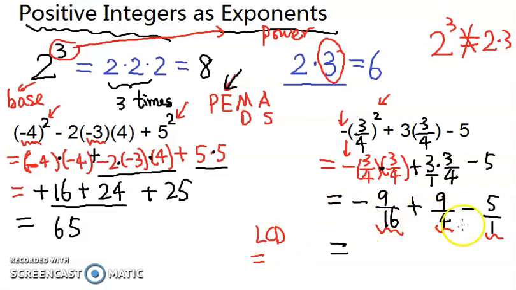So 16 and 4 and 1, we can see very quickly the LCD is 16, because 16 of course goes into 16, 4 goes into 16, and 1 goes into 16. Or in other words, 16 is a multiple of 16, 16 is a multiple of 4, and 16 is a multiple of 1. So that's our LCD.